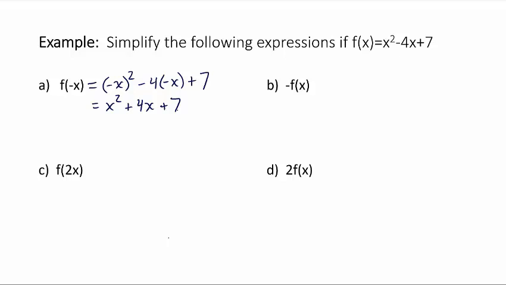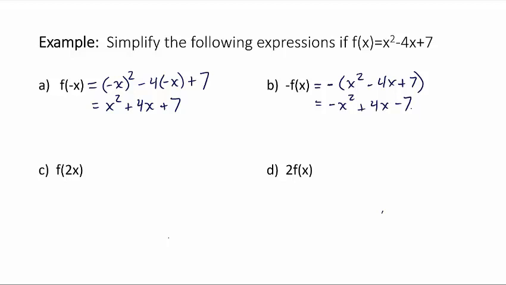Now, what happens if the negative is on the outside of the function? So instead of affecting the input of the function, we're now affecting the output. So what we're doing then is we're negating the entire function. So f of x is really x squared minus 4x plus 7, is it not? And we're saying we have negative f of x. So I'm literally just putting a negative out in front of that entire expression. I'm going to distribute the negative through: negative x squared plus 4x minus 7. Okay, so you get the idea, the difference between f of negative x and negative f of x.